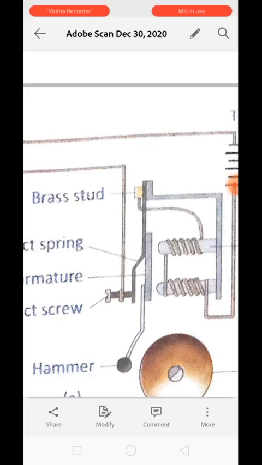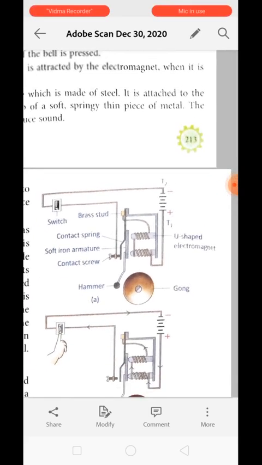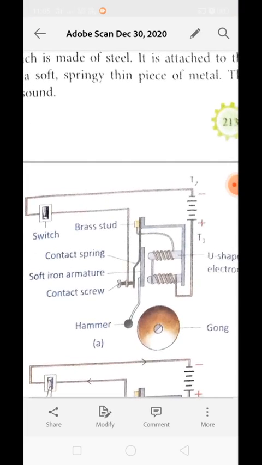contact screw. Now it is used to adjust the contact between the armature and the push button of the bell to produce the best sound. Also, it can change the frequency of the ringing bell. Understood? So that is why we are calling them contact screw. Now this is all about the structure of the electric bell.